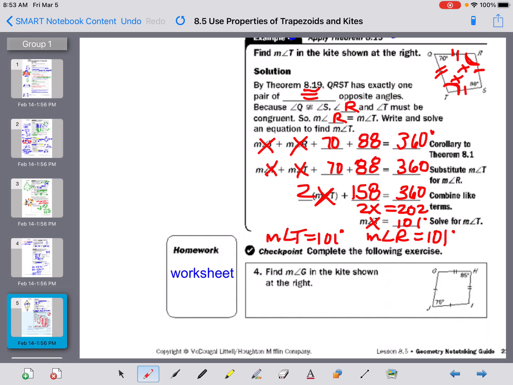You will always have one pair of angles congruent in a kite. Not necessarily in a trapezoid, but always in a kite.